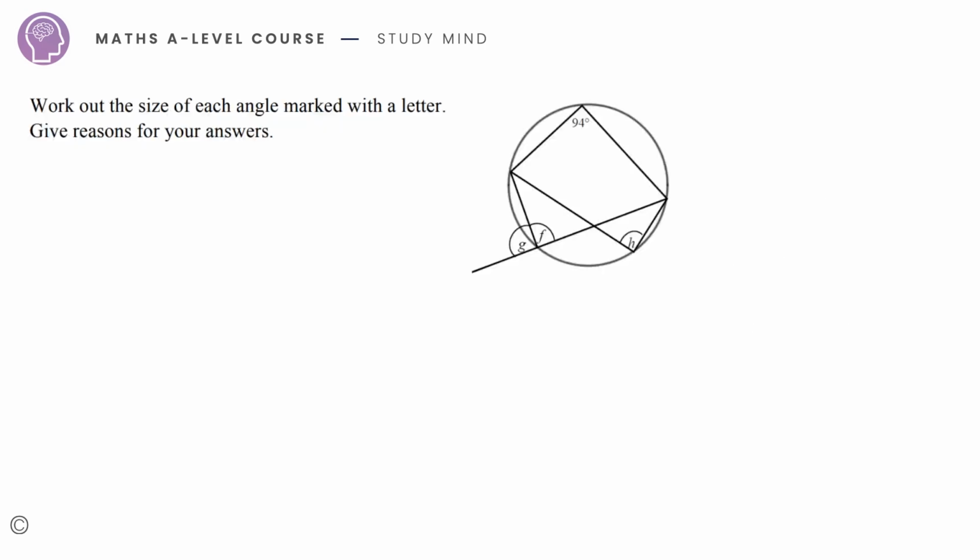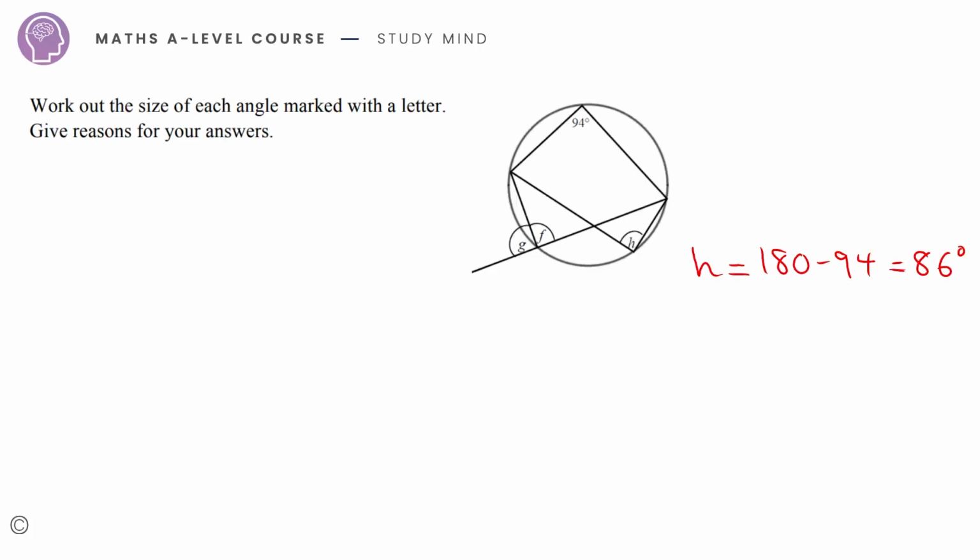One more example to finish. Again, we've got to find the unknown angles. There's quite a lot going on here, but we can try and just extract the key shapes. So there seem to be quadrilaterals going around, so let's isolate this quadrilateral here. It's a cyclic quadrilateral, so it means that H, being opposite 94, is going to be 180 minus 94. It's going to be 86 degrees.